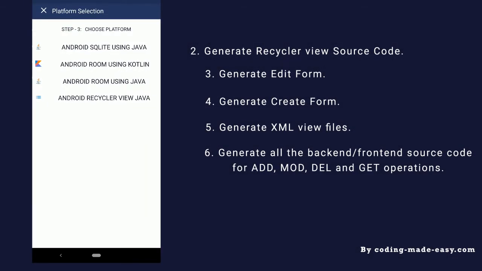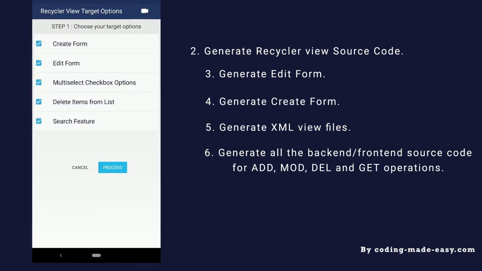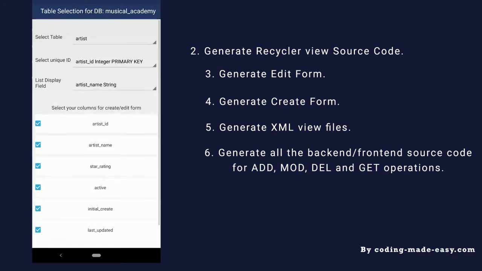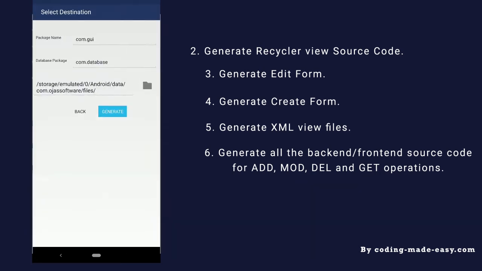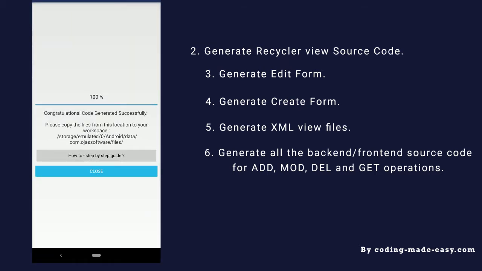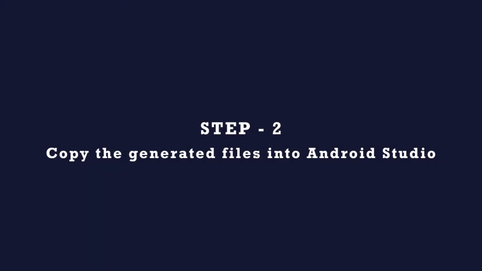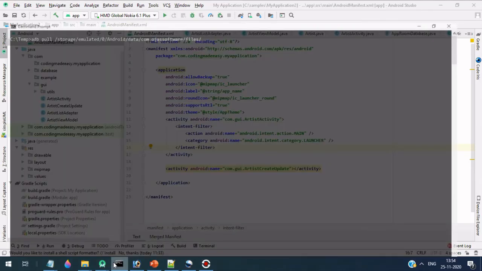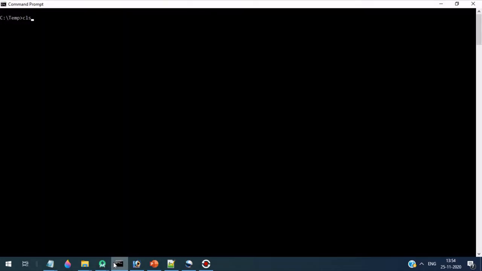We'll generate the RecyclerView source code. You can customize the options you need. I'll be generating source code for the instrument table, and here we go. We'll check the package name. Make sure the database package is the same package which you have used earlier. Close it.